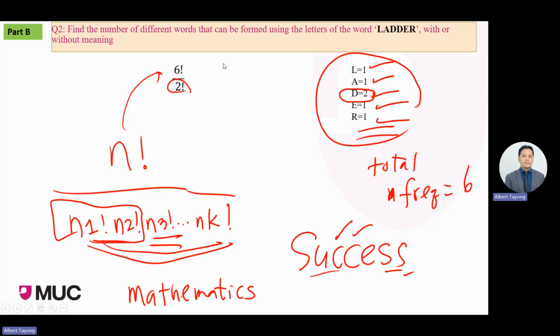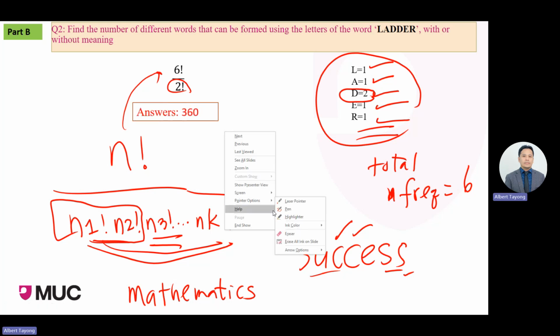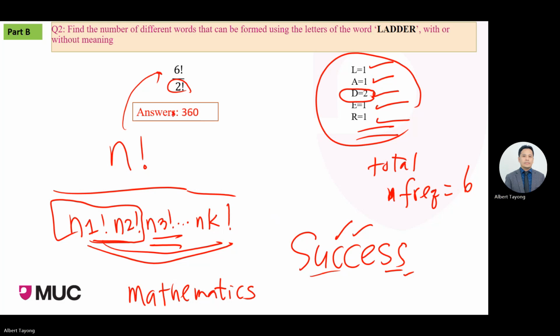So in this case, there is only 1. So we're going to use only 2 factorial and get the answer. So the answer is actually 360. Right. So that's how to do it if some elements are repeated.